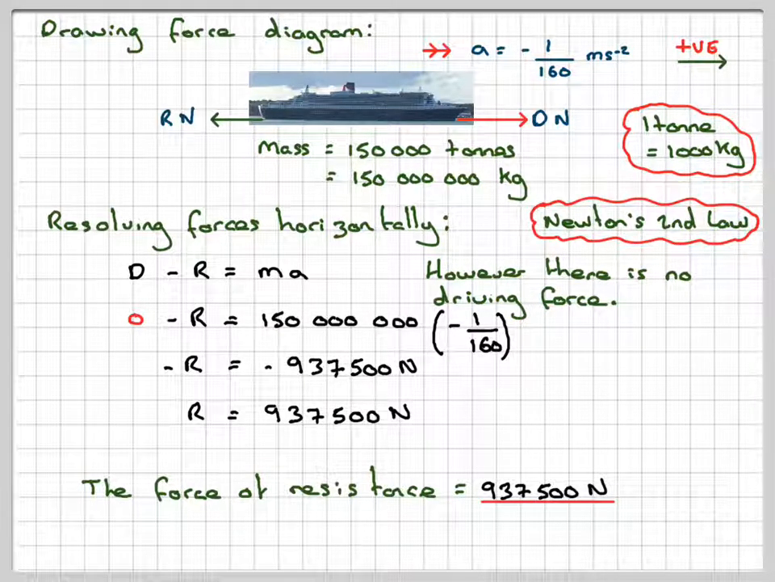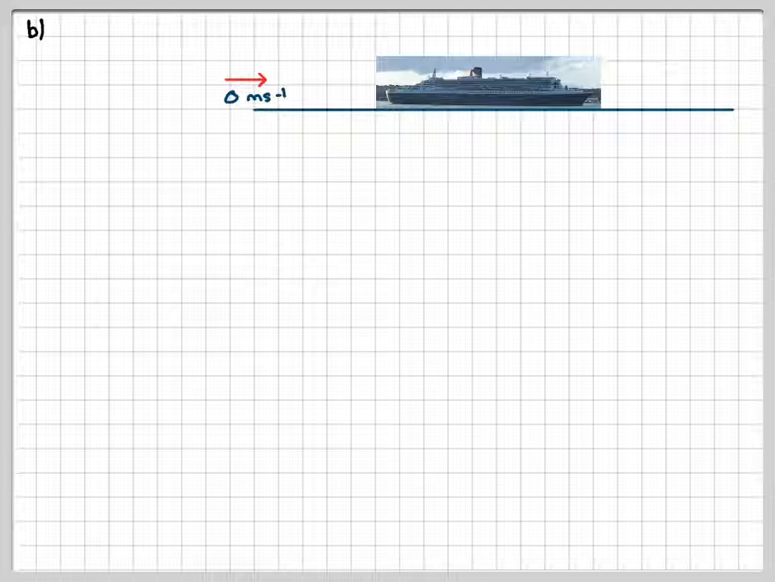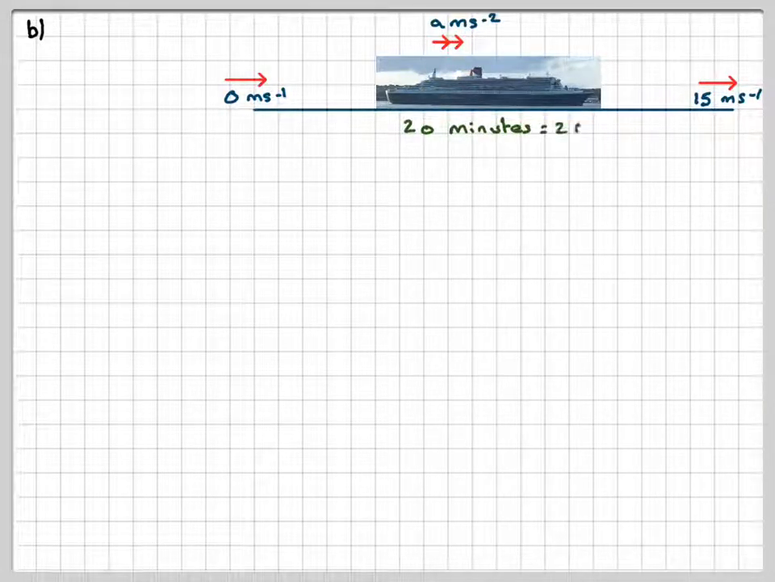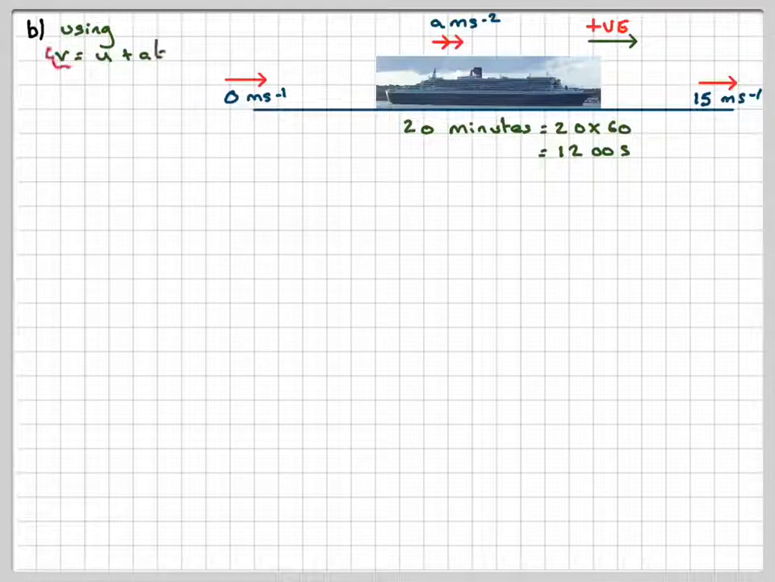Right, our ship now refuels. It starts at 0, it's going to end up with an acceleration, and it's going to end up at full speed, 15 meters per second. It's going to take 20 minutes to do that, so it'll be 20 minutes times 60, which gives you 1,200 seconds. So take a little bit of care to make sure the units are all consistent. Positive direction, we're going to expect a positive acceleration in this case.